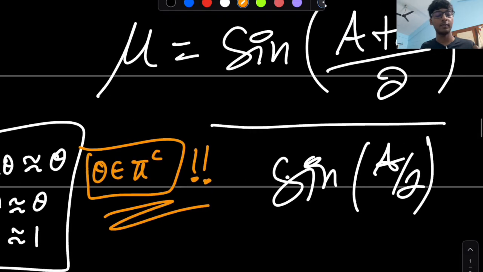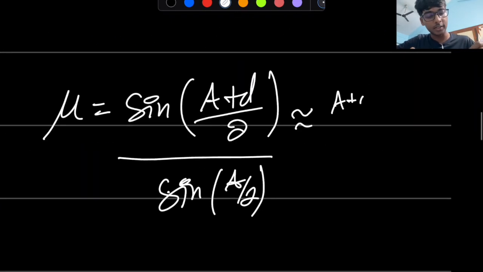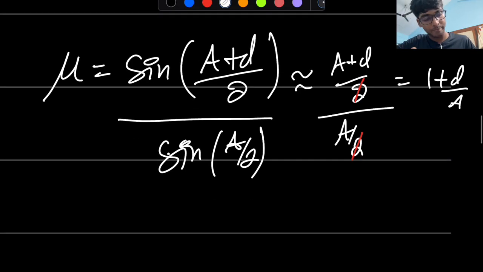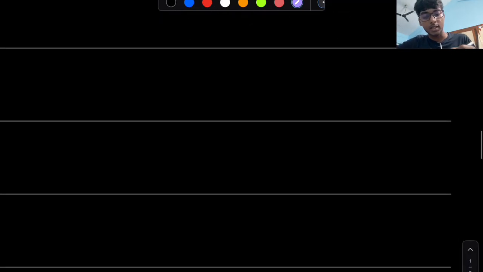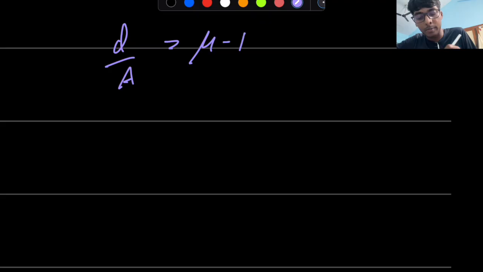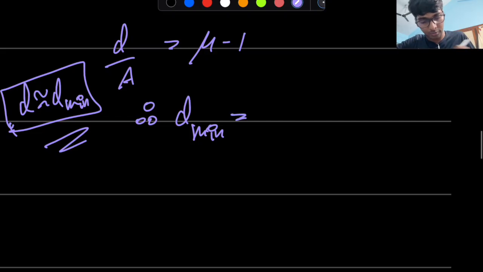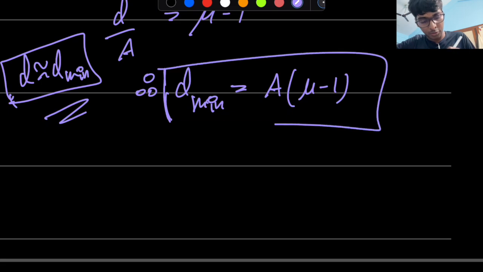This is very important. So using the approximation that I just said, (A plus D) by 2 divided by A by 2, we're going to be cutting 2, and we'll be left with 1 plus D by A. Now from here we can find a good expression for D. So from here D by A will be equal to mu minus 1. Therefore D minimum, please note that D refers to D minimum. I just said that, I didn't write that. My apologies for that. D minimum is equal to A times (mu minus 1). And this is a very useful result for us.